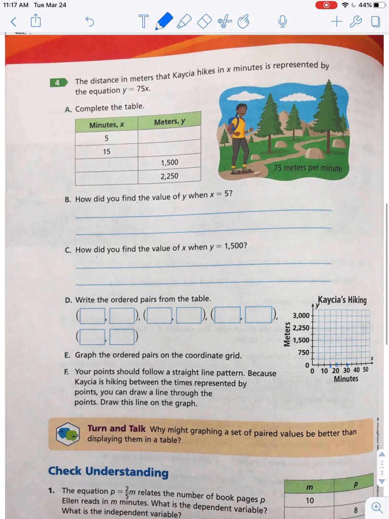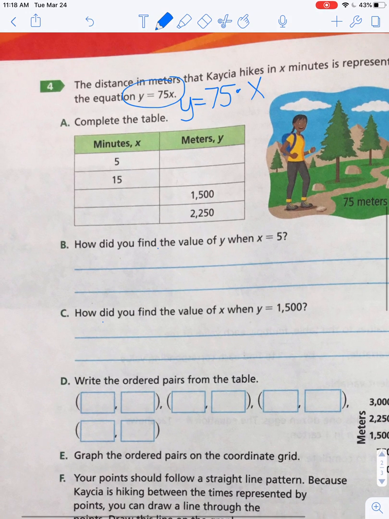Okay, pause the video while you read through question 4. Okay, question 4 gives us an equation here. Y equals 75 times x. So for the first couple, we know what x is. So I'm just going to times that by 75. My answer goes here. Times that by 75. My answer goes here. Pause the video while you get those two answers.